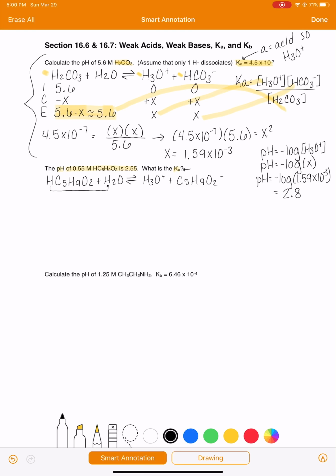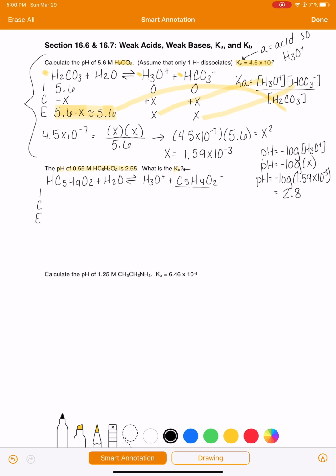C5H9O2 minus. And as much as it pains me to say this, if you can never quite figure out exactly what this product over here is supposed to be, it's really not going to mess you up at all. What I'm trying to say is that if you write the wrong formula down over here, that's not going to keep you from getting the answer to this problem correct.